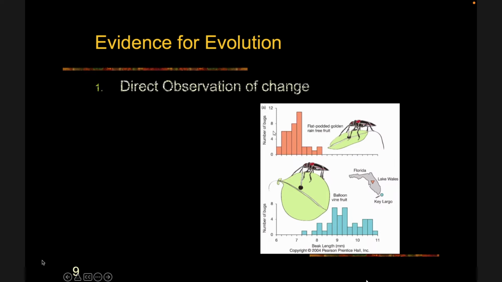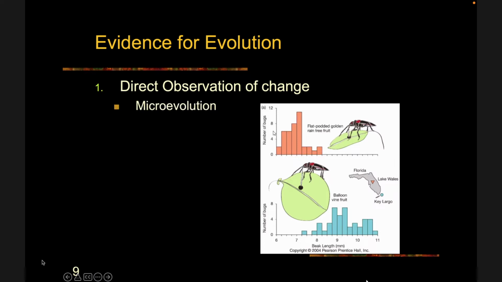Okay, one thing about evolution is that we can directly see it happening. Now, when I say this, we're not talking about observing a fish turn into a reptile, okay? That takes thousands and thousands of generations of incremental change. But nonetheless, we do see incremental change, and that can be explained by natural selection. And there's just a few of these I'm going to go into.